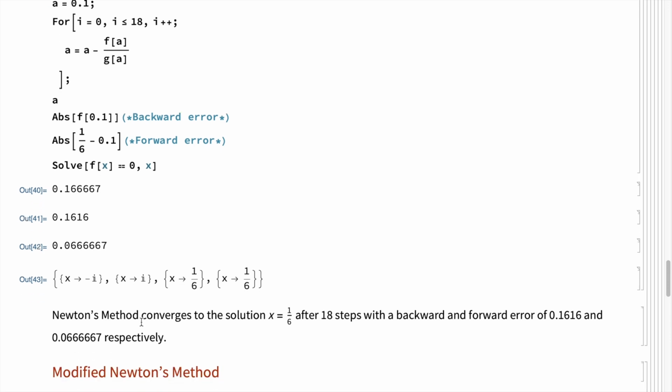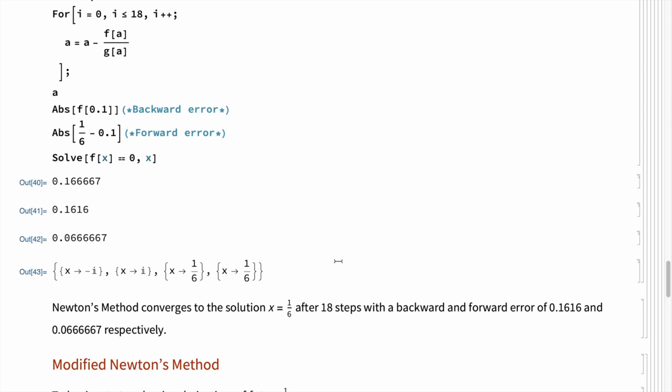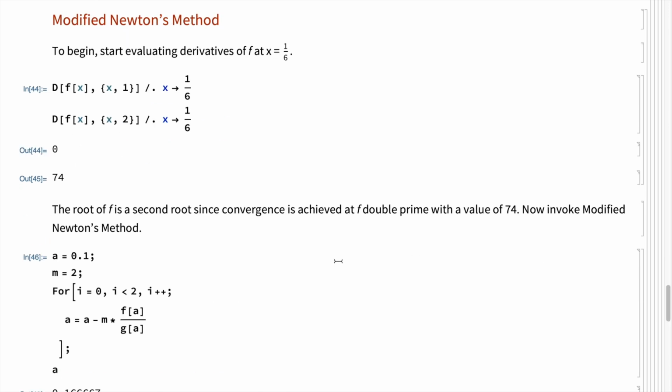And so, Newton's method converges to the solution x equals 1/6 after a grand total of 18 steps within our for loop, and with a backward error and forward error of 0.1616 and 0.06 repeating, respectively. Modified Newton's method. To begin, start evaluating derivatives of f at x equals 1/6. And when we do this, we find that the multiplicity of our function f is 2, meaning that it is a double root.